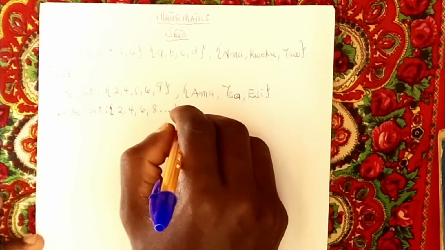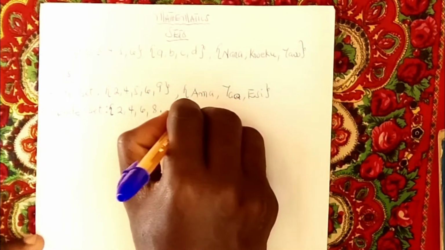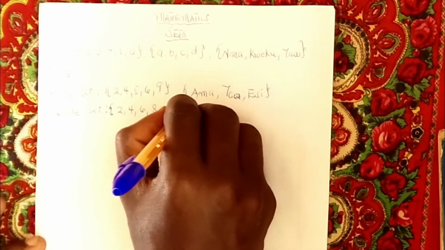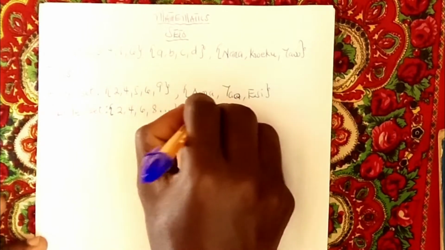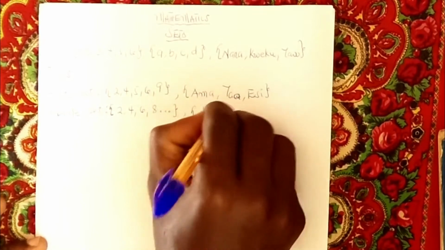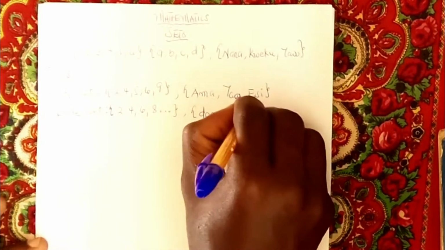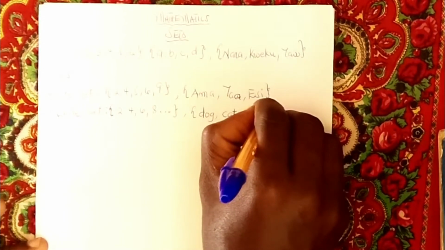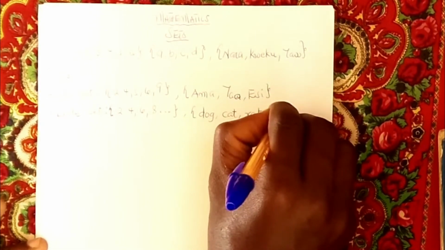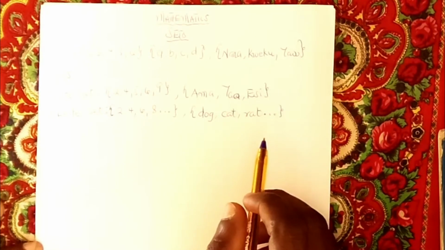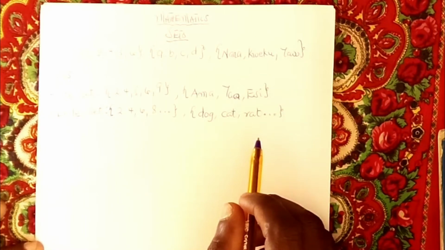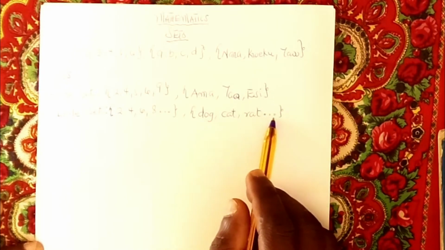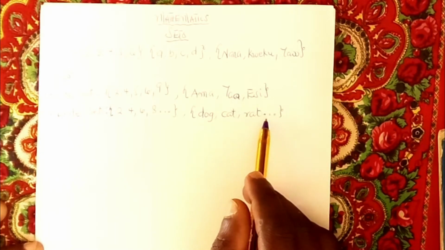Another example is a set of animals. You have a dog, a cat, a rat, and it goes on and on and on. The most important thing here that will show you that the set is either a finite set or an infinite set is these three dots. Immediately you see these three dots, it shows that the set is an infinite set and that it's not a finite set.